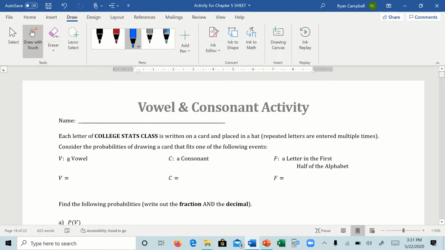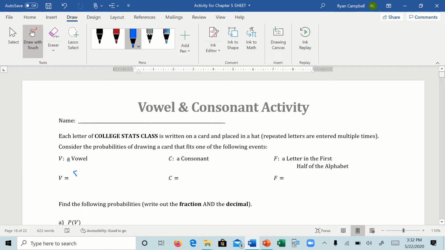So each letter in college stats class is written on a card and placed in a hat. Repeated letters are entered multiple times, so you have a C on a piece of paper, an O, an L, an L, and so on and so forth, right? Consider the probabilities of drawing a card that fits the following events. So let's just talk about the event of drawing a vowel.